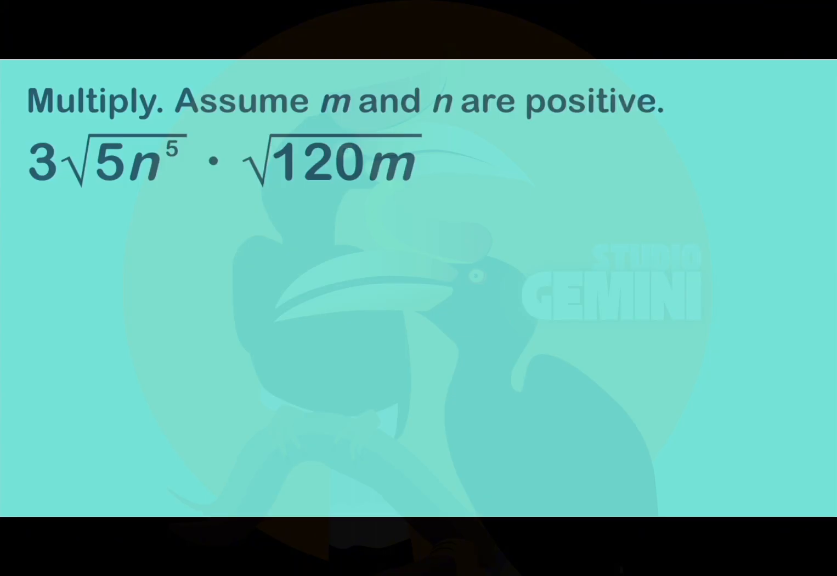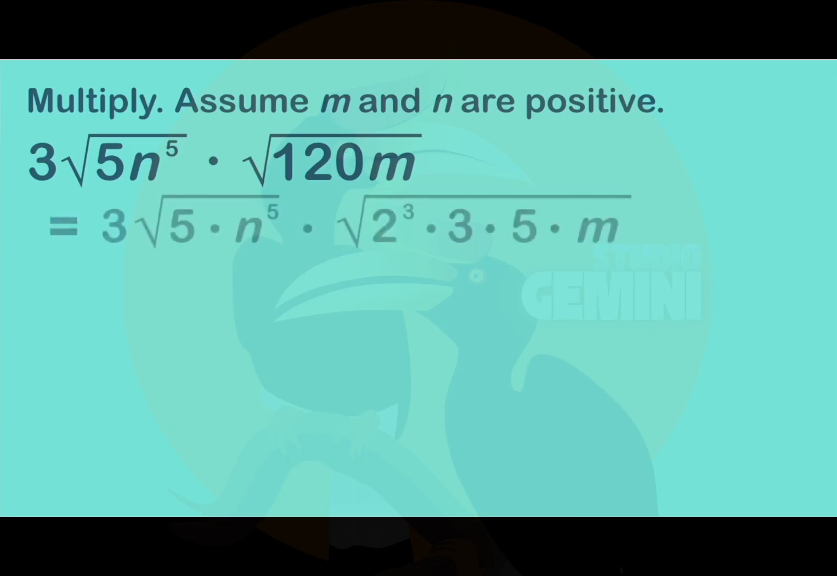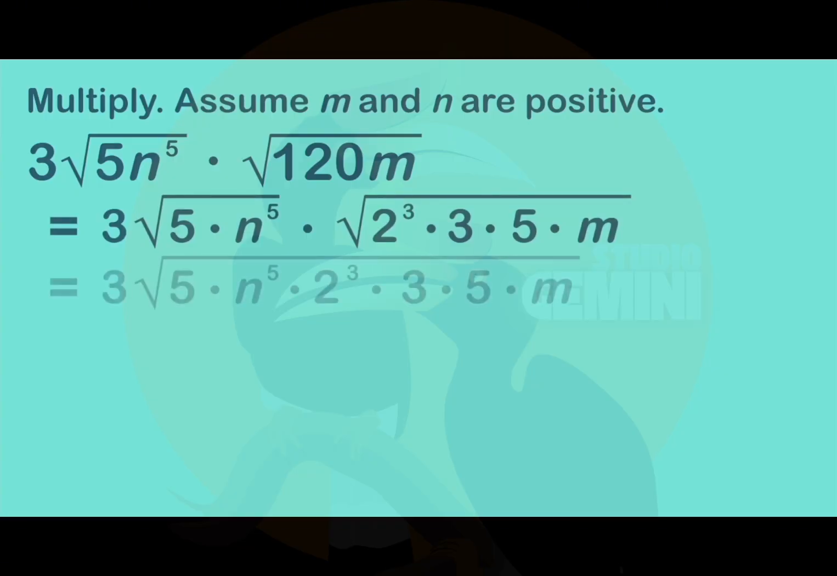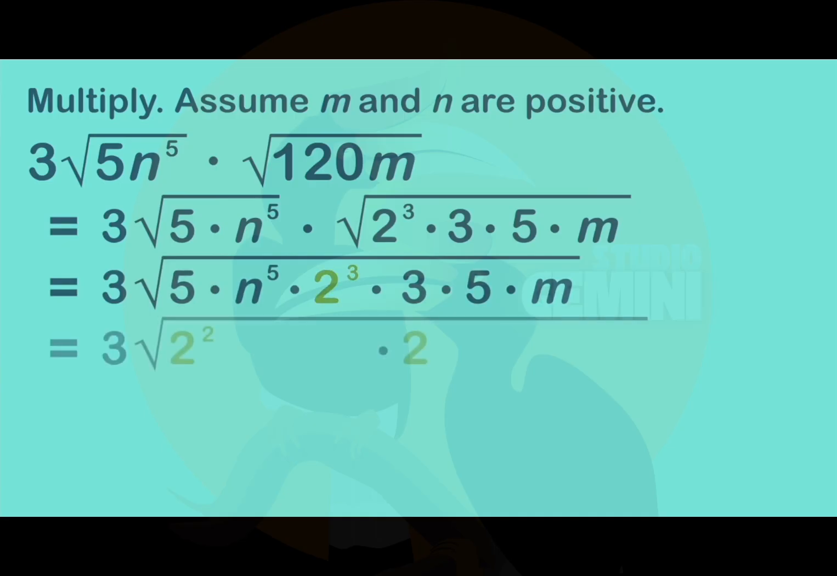We need to multiply the expression 3 times the square root of 5n to the 5th times the square root of 120m. We'll start by writing the prime factorization of the numbers 5 and 120. 5 is already prime, and the prime factorization of 120 is 2 cubed times 3 times 5. Now we'll apply the multiplication property and then group perfect square factors. We'll write 2 cubed as 2 times 2 squared, 5 times 5 as 5 squared, and n to the 5th as n to the 4th times n.